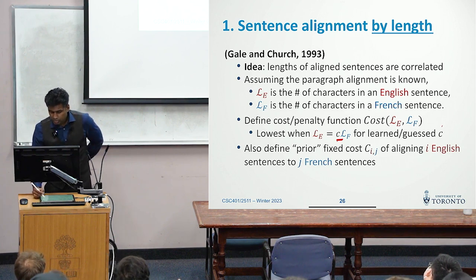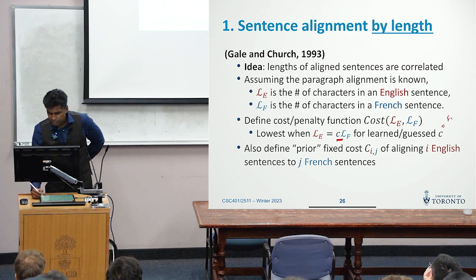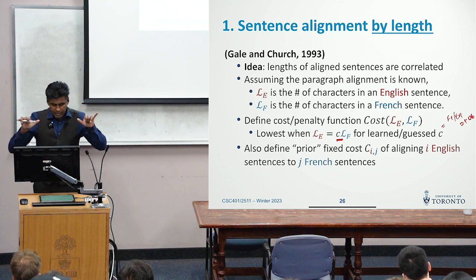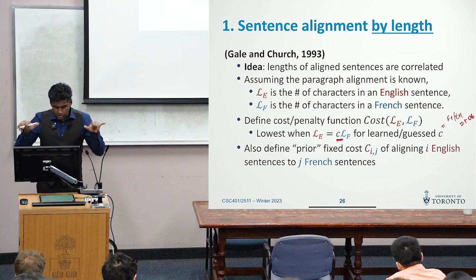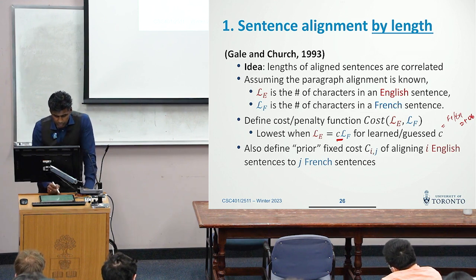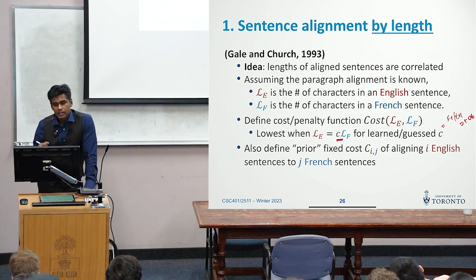So, for example, we know, just by looking at the corpus, that the French to English ratio is something around 1.06, which signifies that LE and LF are usually close or almost equal. And we define a cost function using LE and LF, and we define a prior fixed cost Cij for aligning i English sentences to j French sentences.